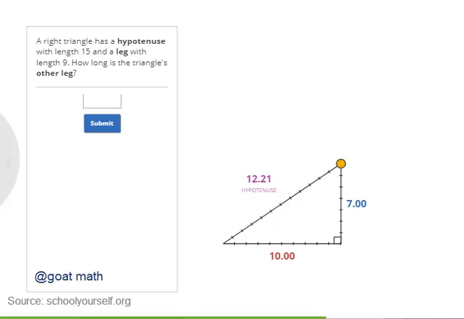Suppose you have a right triangle where the hypotenuse is 15 and one of the legs is 9. How long is the other leg of the triangle?